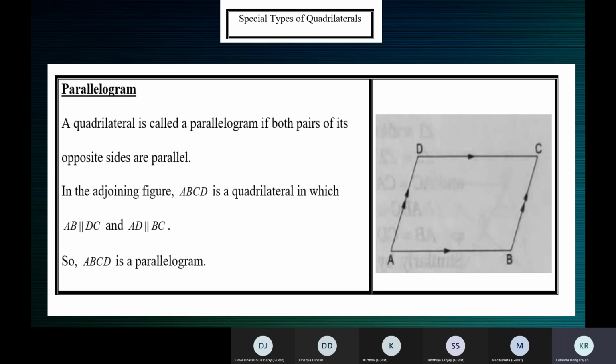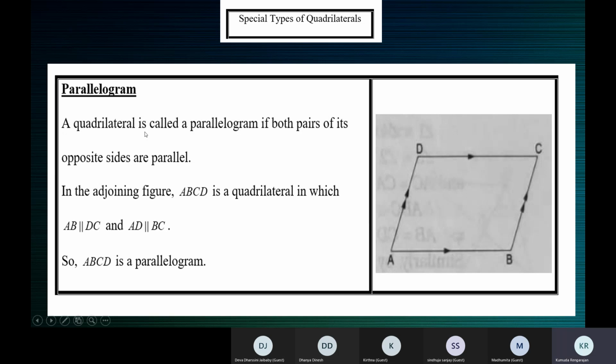You will see that the opposite sides are equal. Automatically, the opposite sides will be equal. Diagonals unequal. Diagonals will bisect each other. Opposite angles will be equal. All those properties will be found. You don't have to check all these properties. Simply if both pairs of opposite sides are parallel, the quadrilateral is a parallelogram.